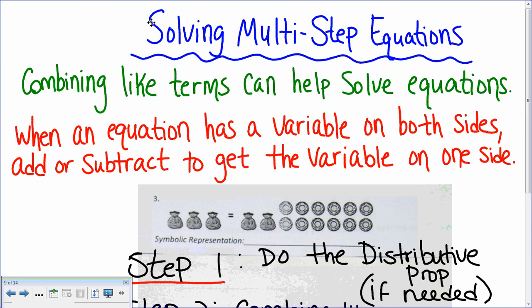All right. When an equation has a variable on both sides, add or subtract to get the variable onto one side. And we'll kind of work out, we've got lots of practice problems that we're going to do today for this. I believe there's 8. So we are definitely going to get our money's worth. All right. So I'll give you a second to get that copied down.